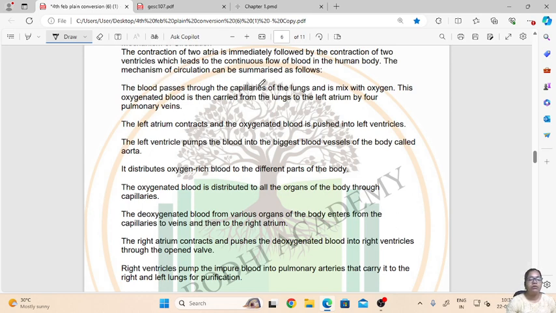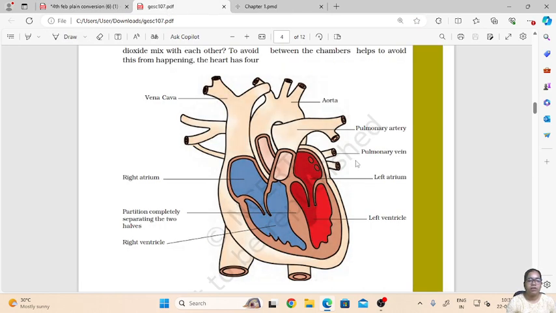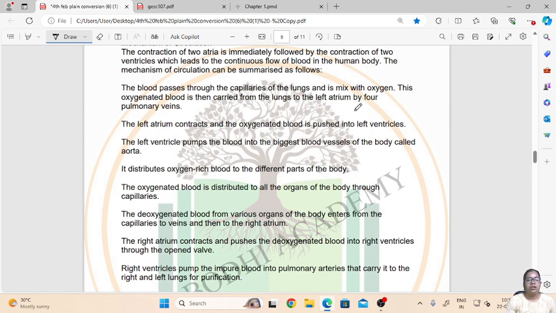The blood passes through the capillaries of the lungs and is mixed with oxygen. This oxygenated blood is then carried from the lungs to the left atrium by four pulmonary veins. So these are the pulmonary veins which will carry what? The oxygenated blood from the lungs to the heart. The left atrium contracts and the oxygenated blood is pushed into the left ventricle.